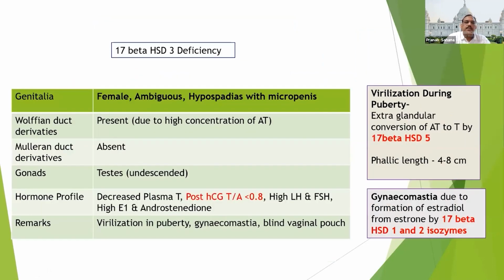Next is 17-beta HSD3 deficiency, which converts androstenedione to testosterone. So there will be reduced testosterone in this condition. The phenotype can vary from female phenotype to ambiguity to hypoplastic male. Two important features of this condition are peripubertal or pubertal gynecomastia, and also there can be virilization during puberty because of the presence of other isoenzymes of this enzyme. From a diagnostic point of view, if we do the post-hCG stimulated testosterone and androstenedione, then the ratio will be less than 0.8.